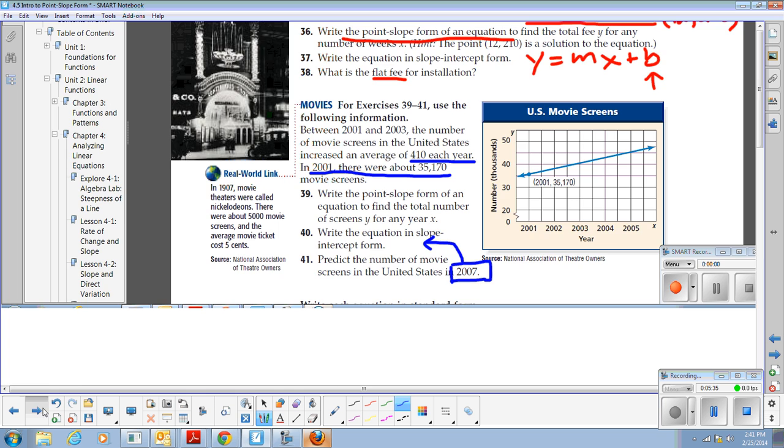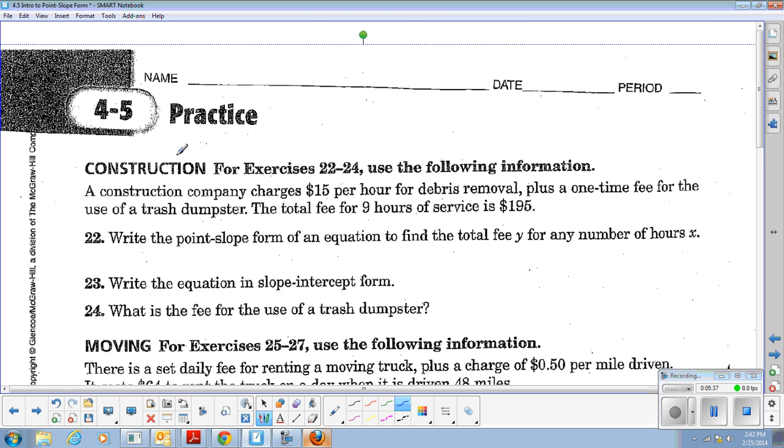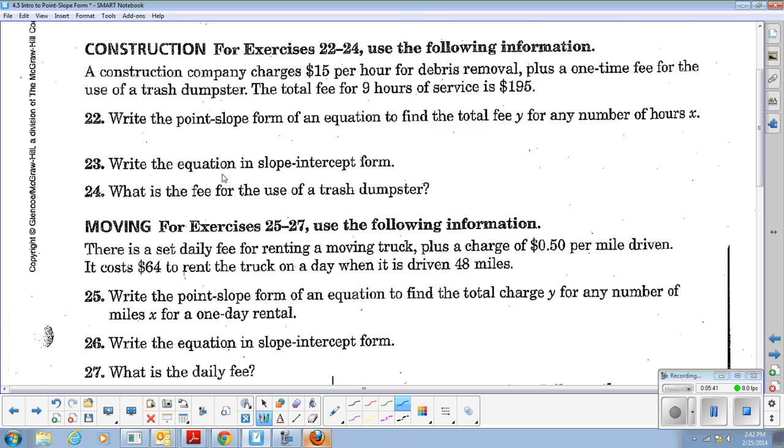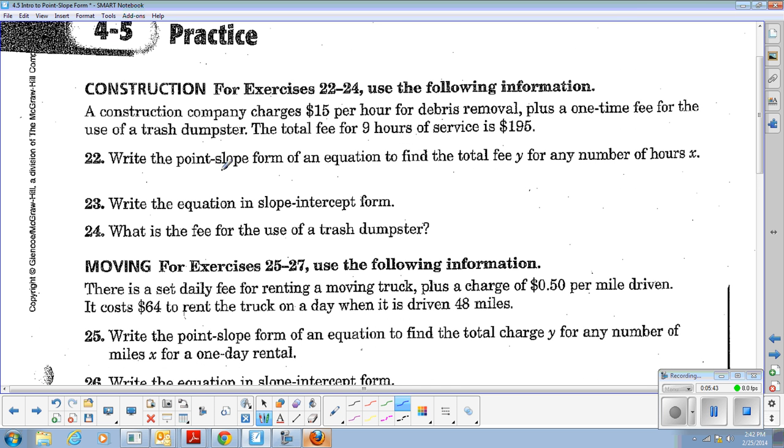Next step. All right, there's a worksheet that goes with all this. And the reason for that is there's some more slope-intercept word problems that I want you to do. So when you start here, this worksheet, construction company charges $15 per hour for debris removal. The total fee for 9 hours of service is $195. Here are two things that are related. By now you've done two word problems. You should be able to get this into the slope-intercept formula.